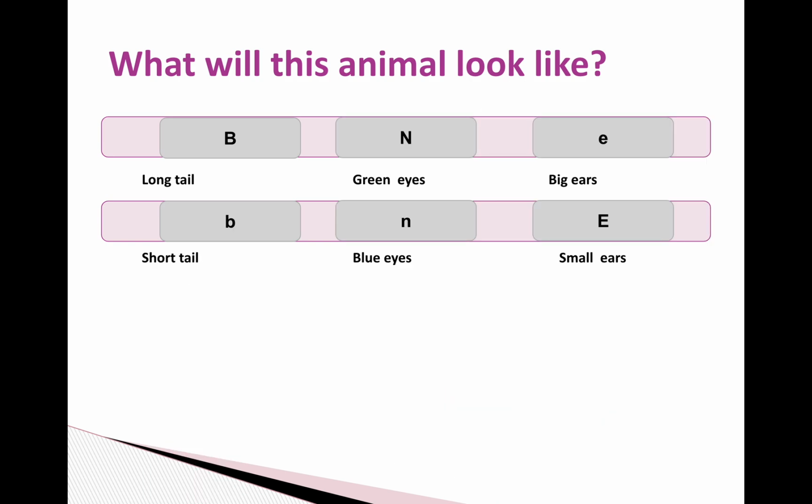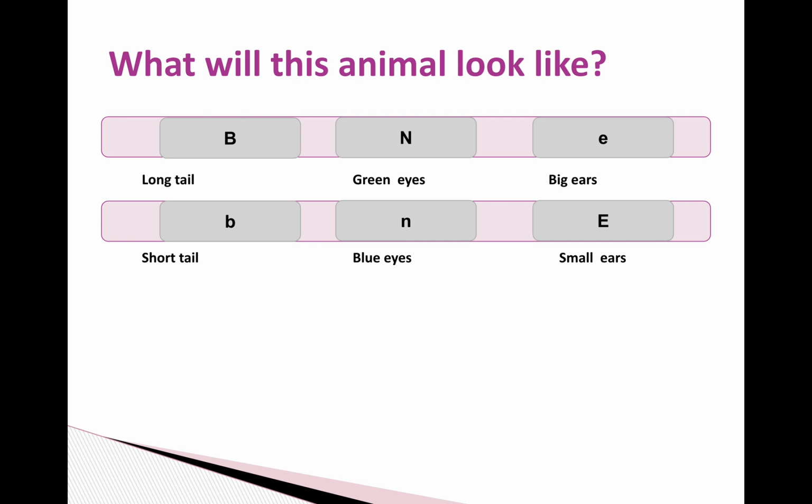Okay, so pause this and write down what this animal will look like. You should be writing down three characteristics, because left to right here there's three different genes. It's just you've got two copies of each gene. So 3 genes, 3 phenotypes, 3 characteristics. So pause the video and write down what this will look like. Remember, the dominant is the one that shows.